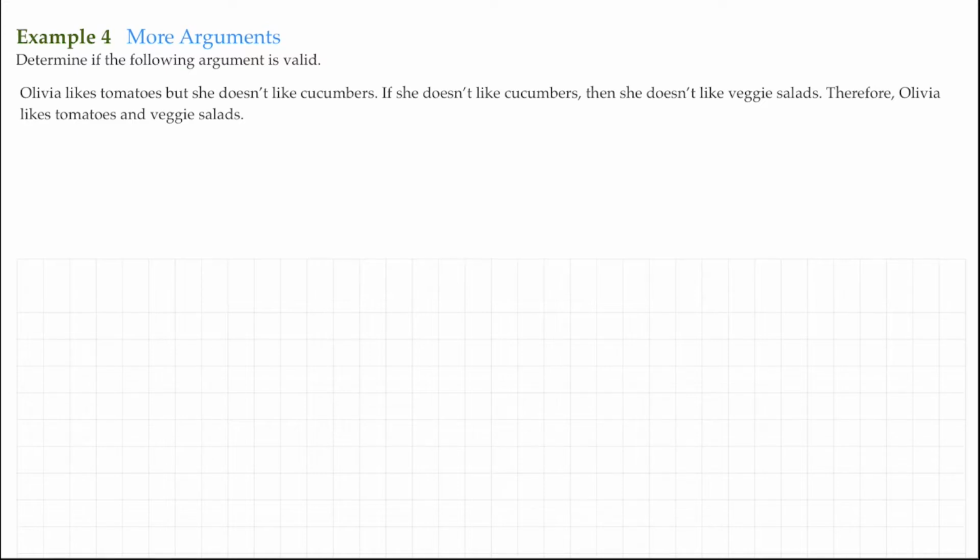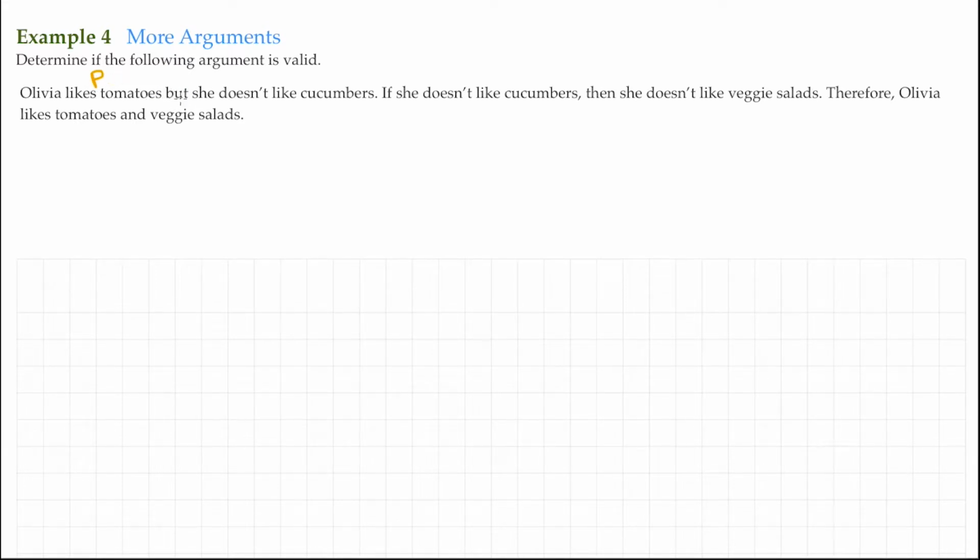Let's try one more argument. Here we have Olivia likes tomatoes, but she doesn't like cucumbers. If she doesn't like cucumbers, then she doesn't like veggie salads. Therefore, Olivia likes tomatoes and veggie salads. So we could see right here, Olivia likes tomatoes. So that's probably P. That's probably our first simple statement. I'm just going to write it in right there.